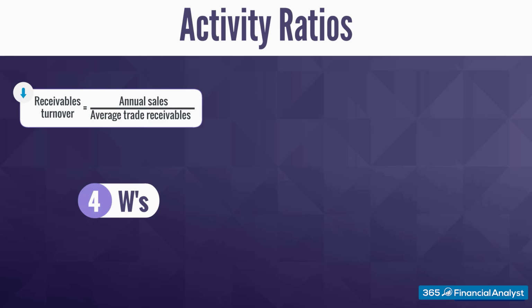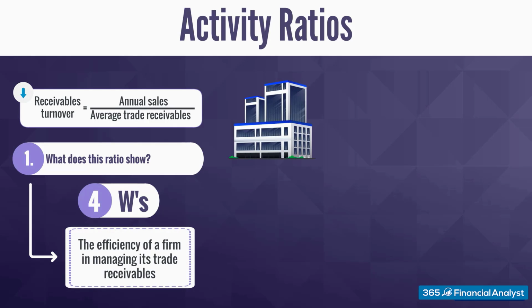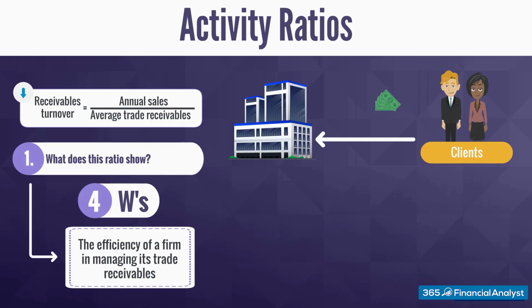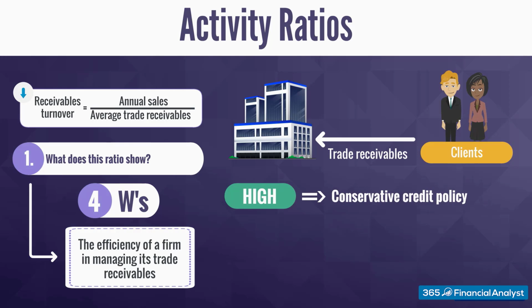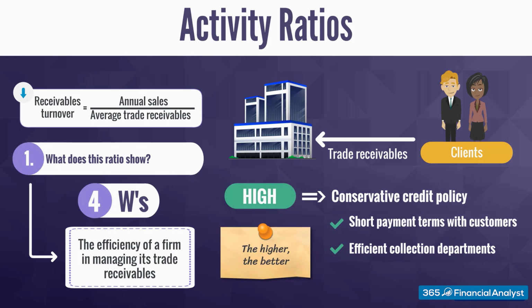Do you still remember the 4 W's that facilitate a ratio analysis? Yes. First, we need to ask, what does this ratio show? In this context, it evaluates the efficiency of a firm in collecting its trade receivables in a timely manner. The ratio illustrates the number of times that a business manages to collect its outstanding receivables from clients per year. High receivables turnover is an indication of a conservative credit policy where firms require short payment terms with customers, or of efficient collection departments, meaning companies manage to collect a great portion of their outstanding receivables. Generally speaking, the higher the ratio, the better.